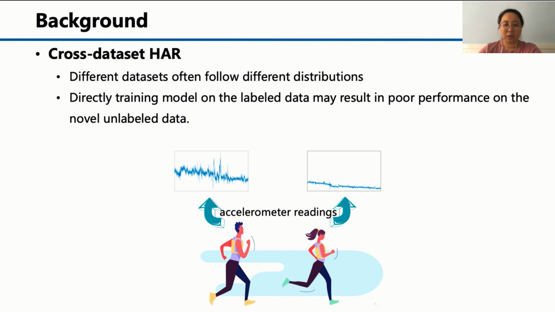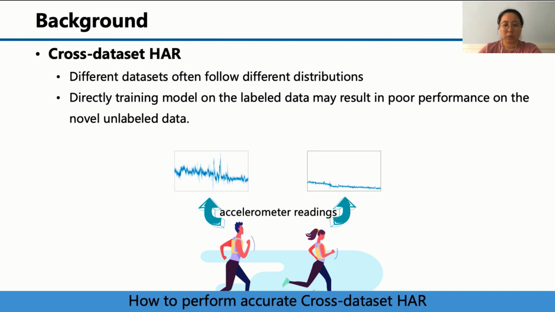However, data from different datasets really follows different distributions. Directly training a model on the labeled data may result in poor performance. So, how to build a well-performing model for cross-dataset HAR?